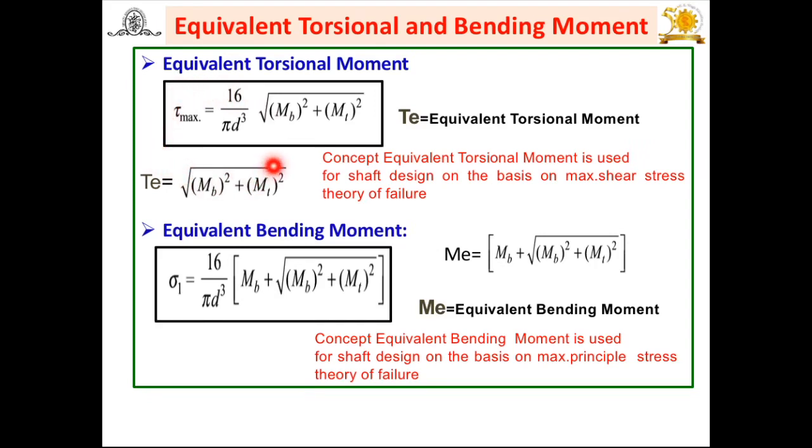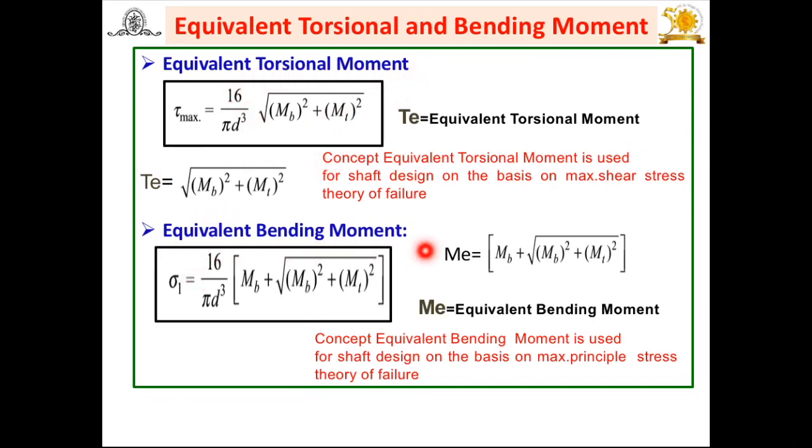This concept of equivalent torsional moment is used for the shaft on the basis of the maximum shear theory of failure. And what do we mean by equivalent torsional moment? It is defined as the moment which, when it acts alone, gives the same shear stress as when the shaft is subjected to combined torsional and bending moment. It is the equivalent torsional moment.